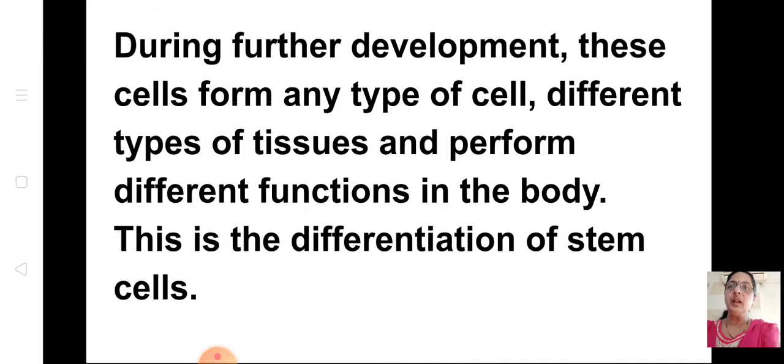Understood? Now, during further development, these cells form any type of cell, different types of tissues, and perform different functions in the body. So after development, they form different types of cells, tissues, and even organs. So this is called as the differentiation of stem cells. Okay, so this is in the initial stage, in the embryonic stage. Initially, when the zygote is formed, they are in the form of a mass, and all the cells in that mass will be similar, and that is called as the stem cells.